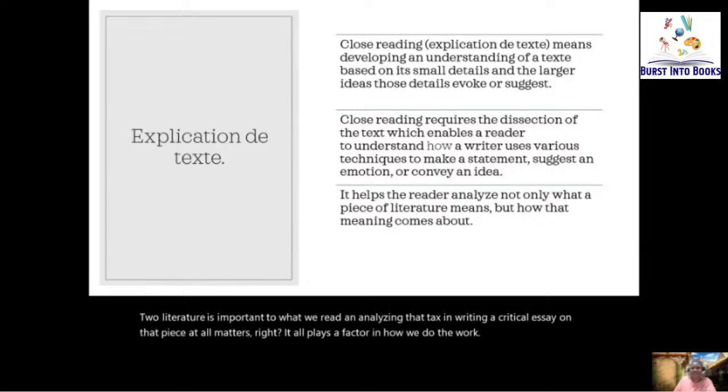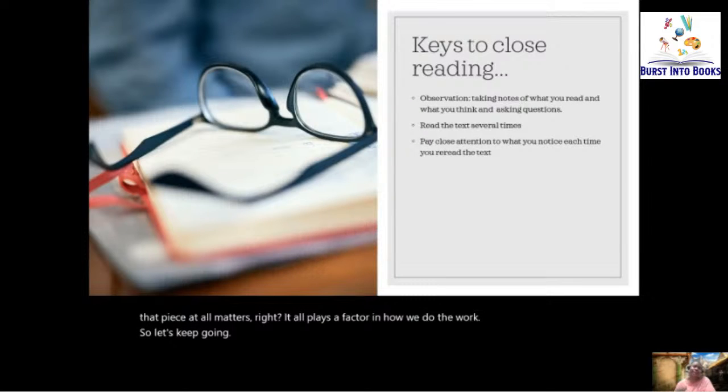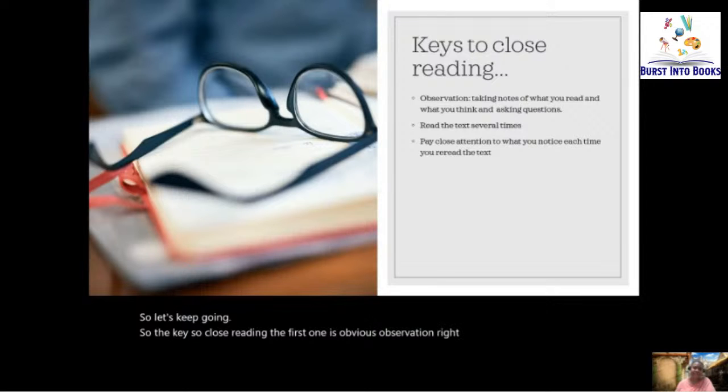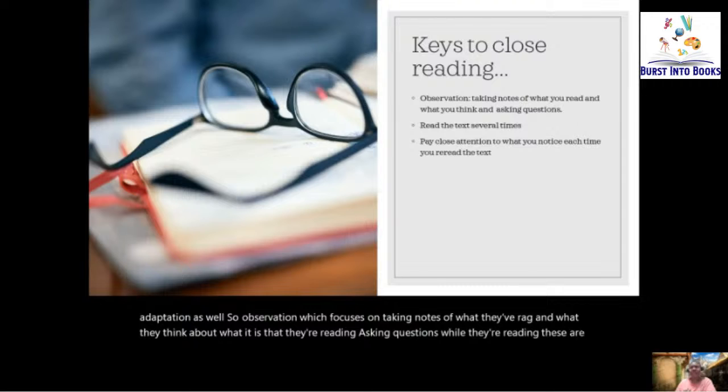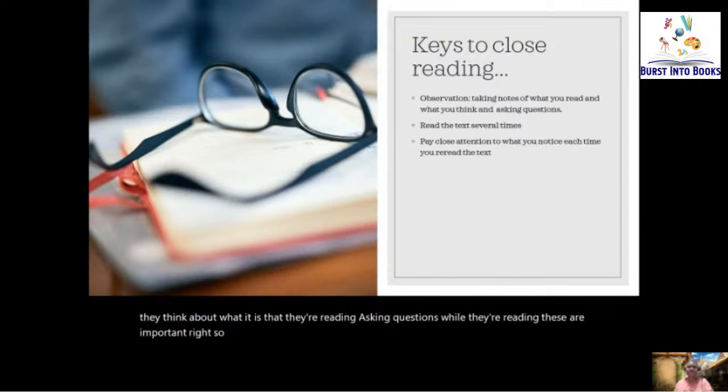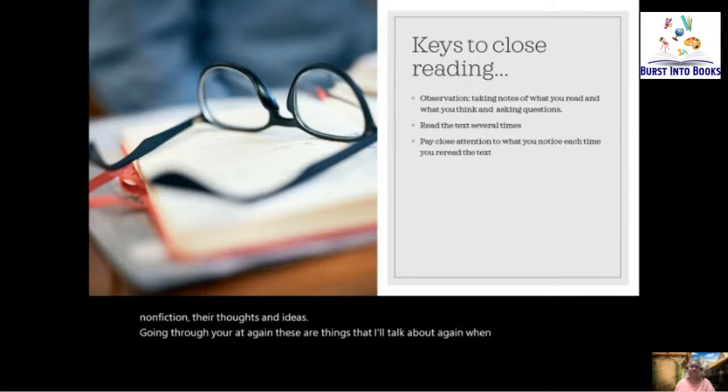So let's keep going. The keys to close reading, the first one is observation, right? And it all ties into annotation as well. Observation focuses on taking notes of what they've read and what they think about what it is that they're reading, asking questions while they're reading. These are important, right? So, you're sitting there, you're reading a piece of literature or a piece of nonfiction. There are thoughts and ideas going through your head. Again, these are things that I'll talk about again when we go over annotations.